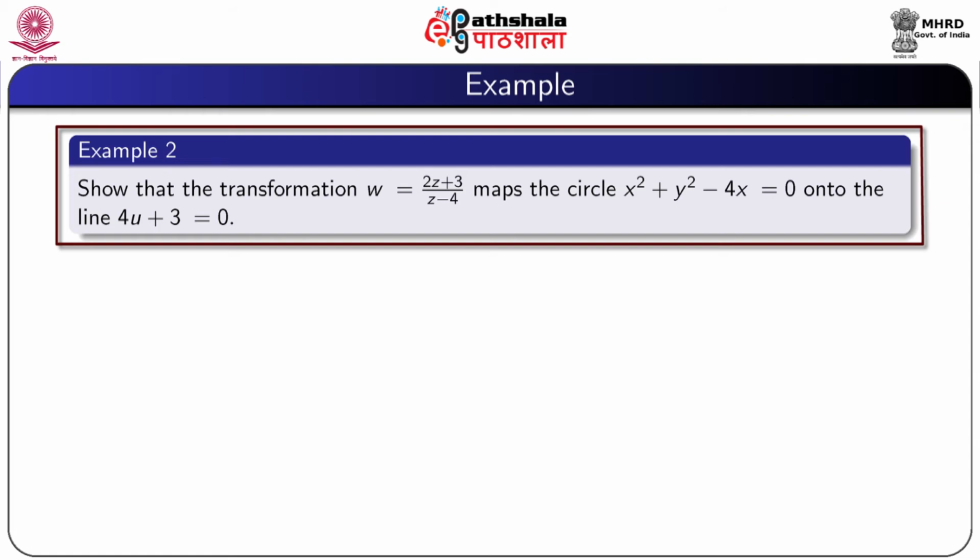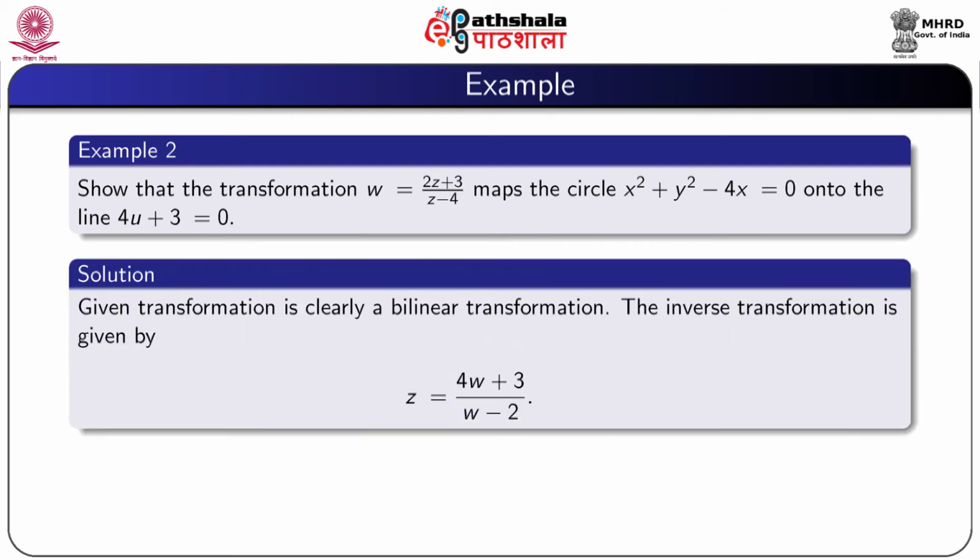So, now we consider an example to show that the transformation W equal to (2z plus 3) by (z minus 4) maps the circle x square plus y square minus 4x equal to 0 onto the line 4u plus 3 equal to 0. So, given that W equal to (2z plus 3) by (z minus 4). Here AD minus BC equal to minus 11, which is not 0. Therefore, the given transformation is clearly a bilinear transformation.